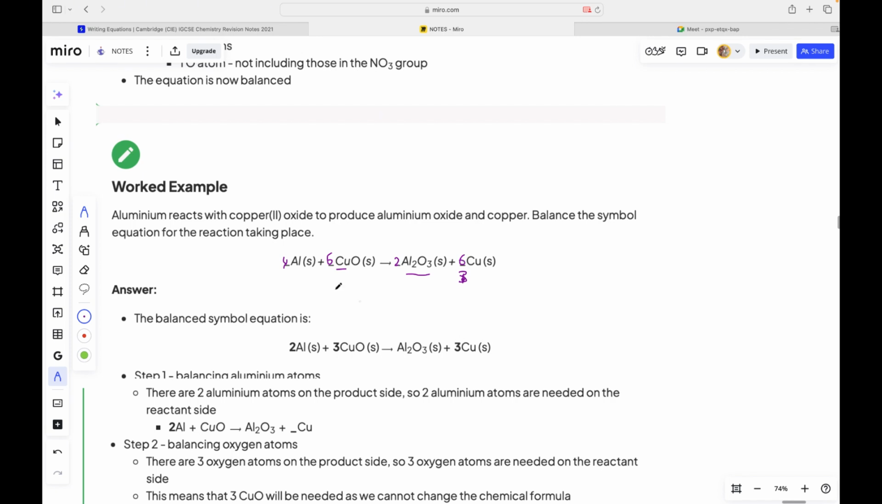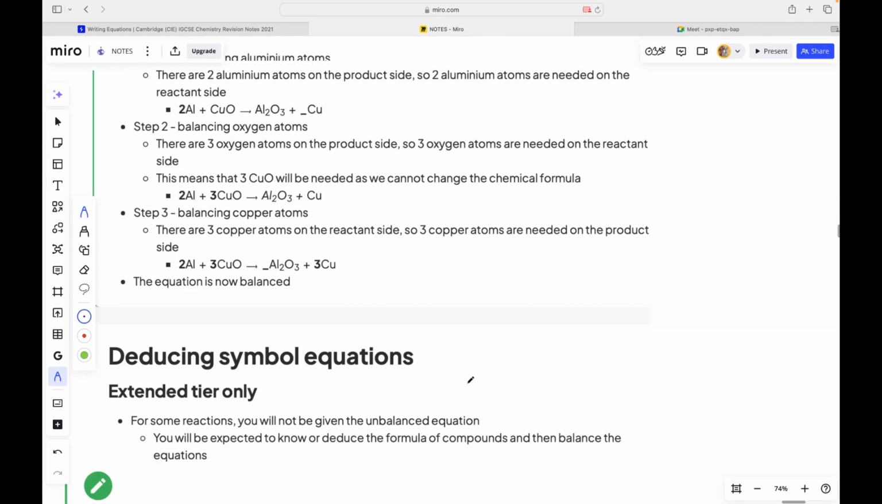So you can also balance it like this by not putting anything here. If we don't put anything here, aluminium will be 2, so I put 2 here. And oxygen is what? 3. So I put 3 here. Copper will now be 3 also, so then I put 3 here. That is another way to balance it. Is that okay? So we move on with balancing of equations.